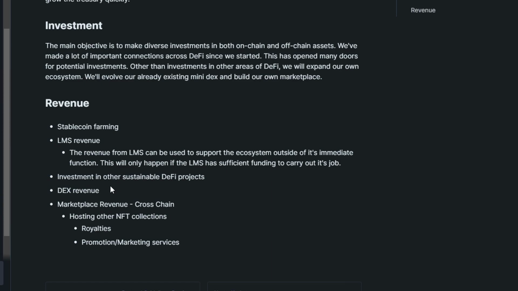Now, in terms of revenue, they are doing stablecoin farming. They are also going to have LMS revenue. They are investing in other DeFi projects. They do have a mini DEX, but they are going to build out a proper DEX, and that's going to bring them revenue as well. And they also plan on having a marketplace where you can trade all of these NFTs as well.